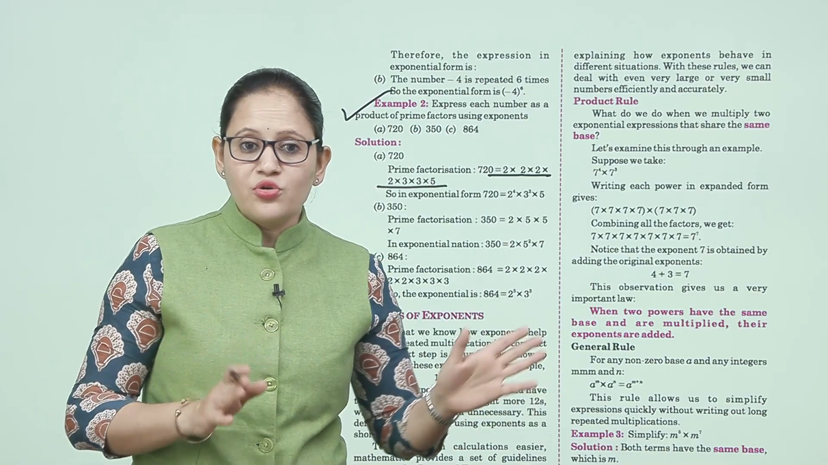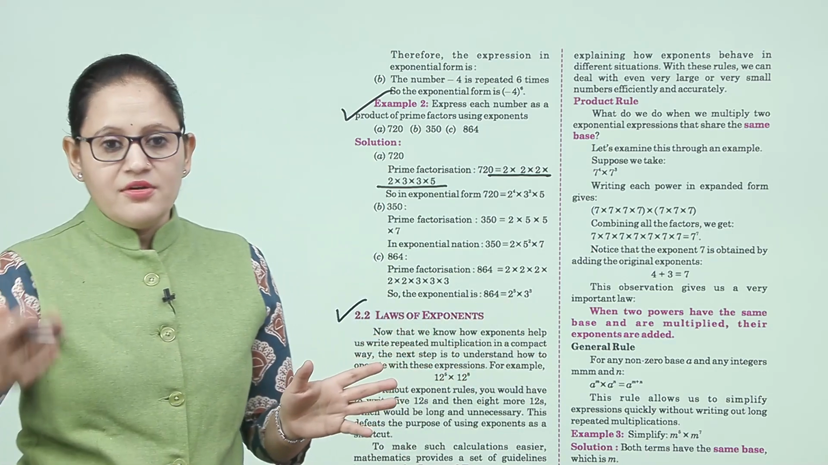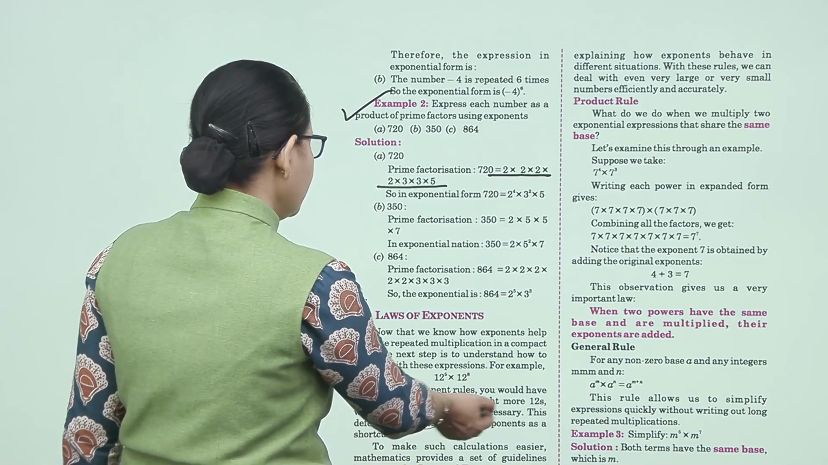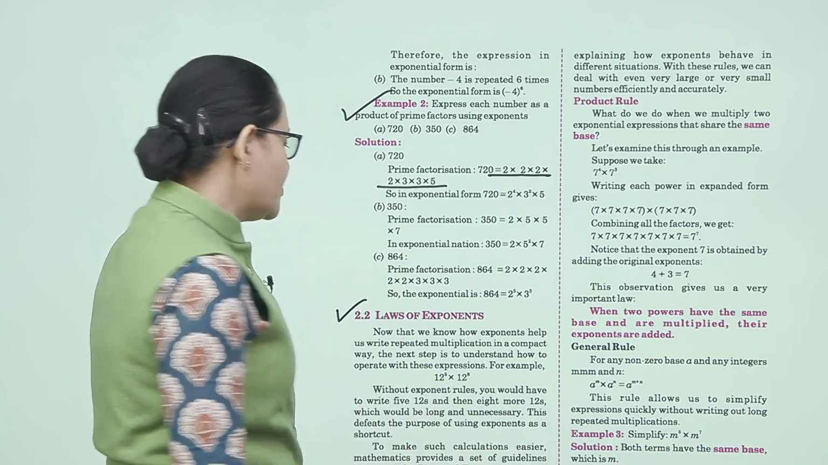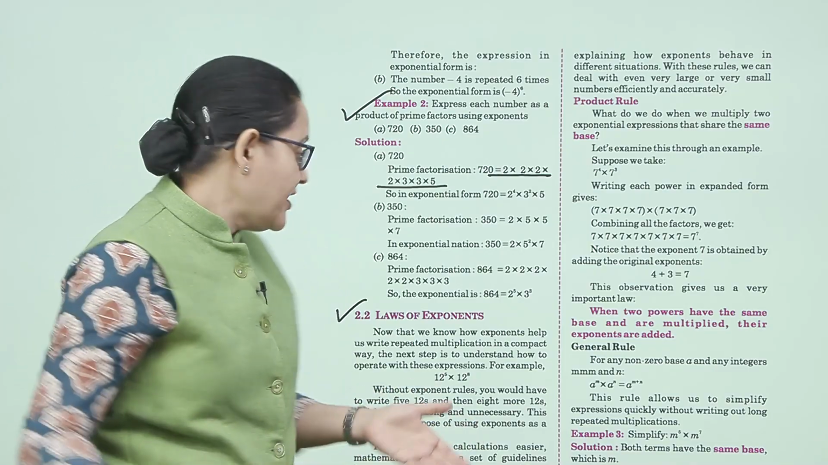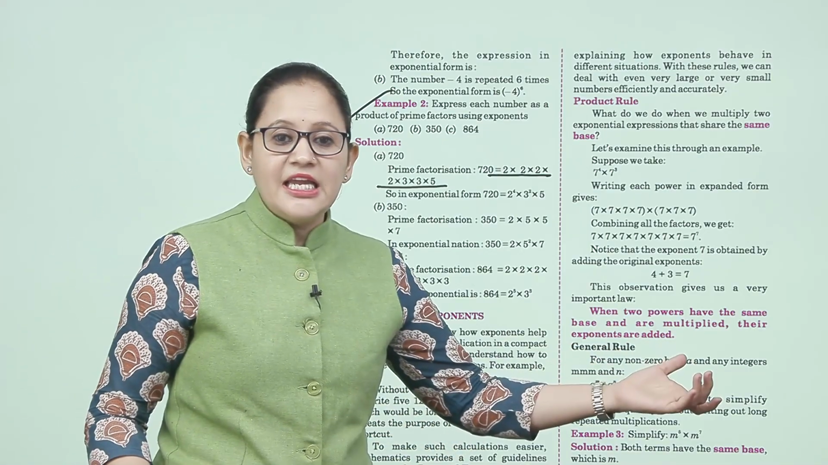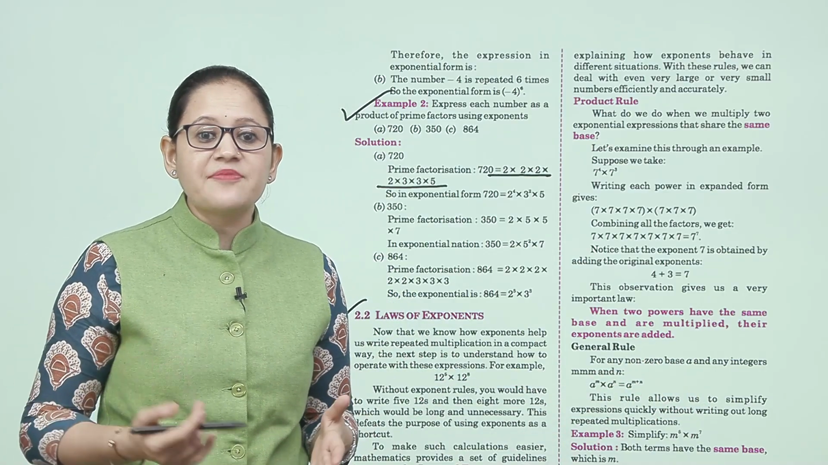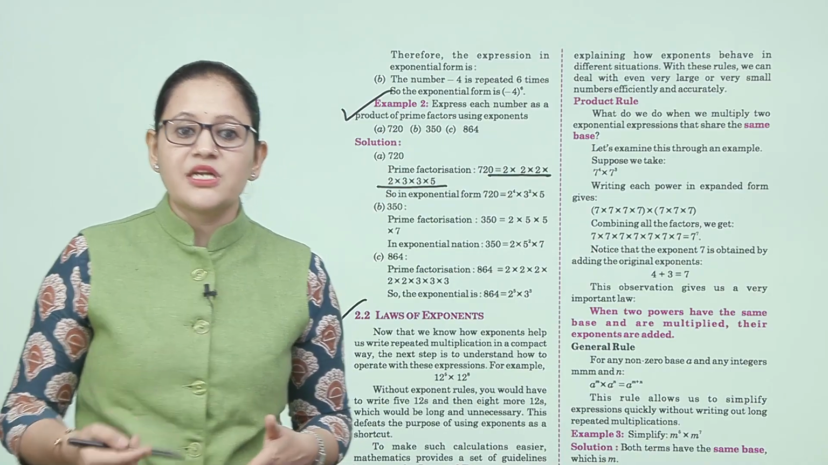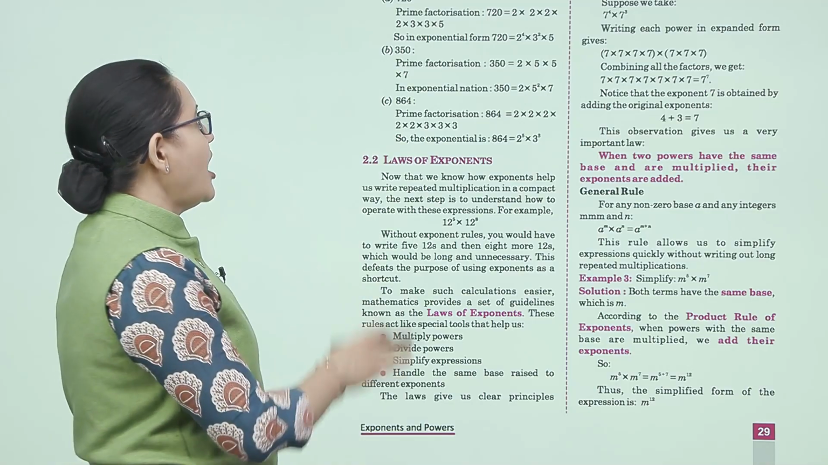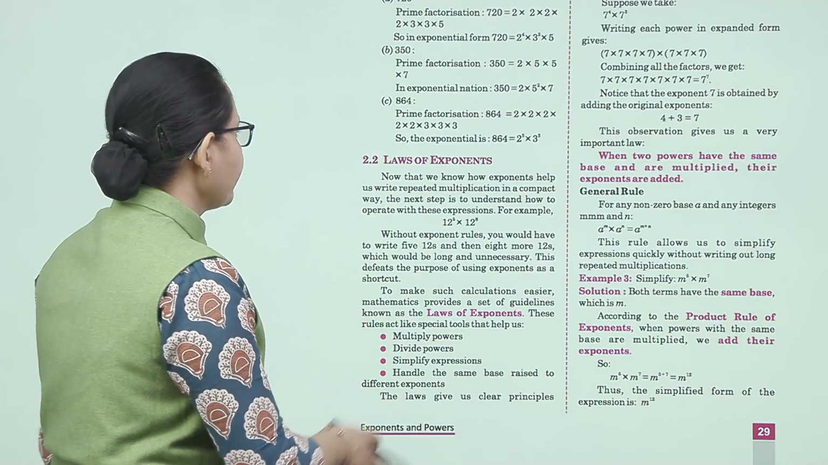So if we don't know the rules, what are we going to do? We will write 12 five times, and then 8 more 12s, which would be very long. 12 multiplied 5 times, then 8 times, which would be long and unnecessary. This defeats the purpose of using exponent as a shortcut. So how are we going to use this?